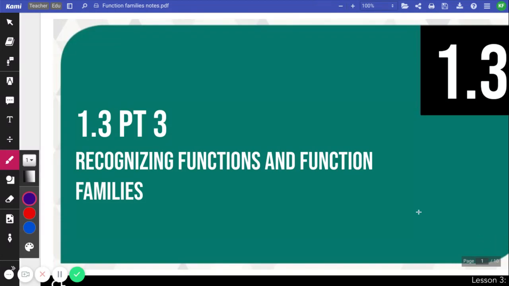Hello, everyone, and welcome to part 3 of section 1.3. Today, we are going to finish up this unit by talking about function families and different function characteristics.